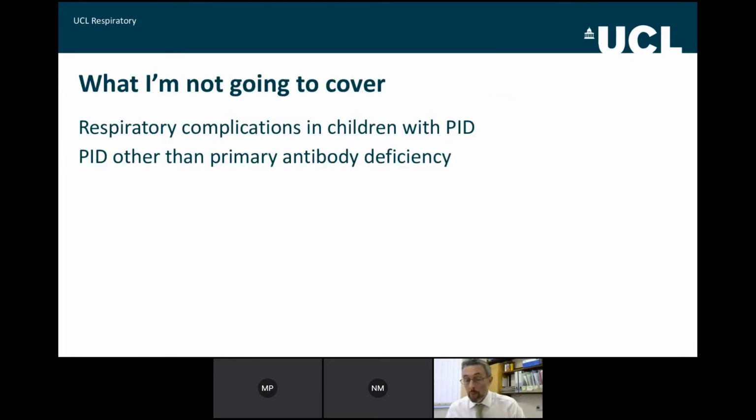I thought about starting with a slide about what I wasn't going to cover. I'm an adult physician, so everything that I'm going to say today relates to adults and not to children. And since we only have 30 minutes or so for the presentation, and there is a huge range of primary immunodeficiencies, the vast majority of my remarks are going to relate to primary antibody deficiency. Perhaps PID in children and non-antibody PID, such as chronic granulomatous disease, is the topic of another webinar.